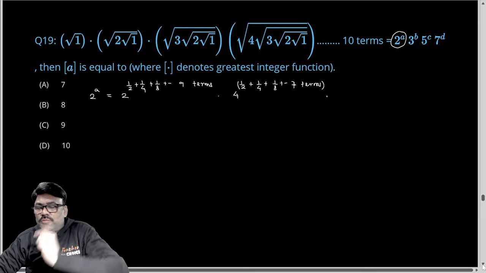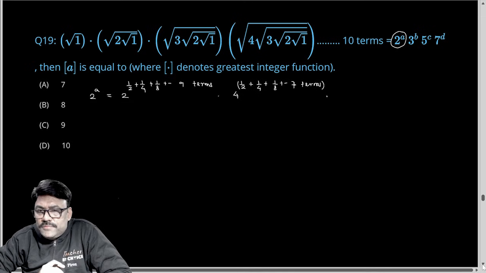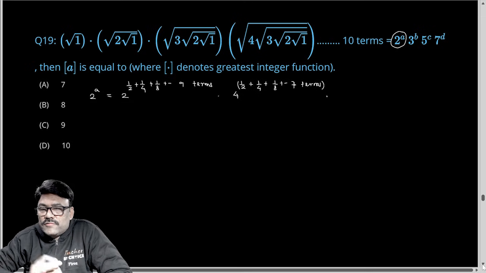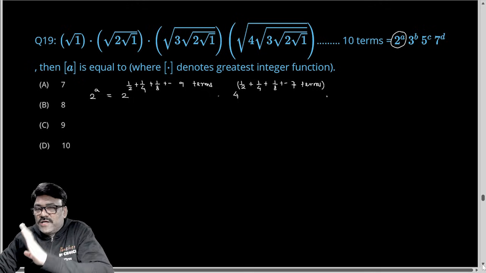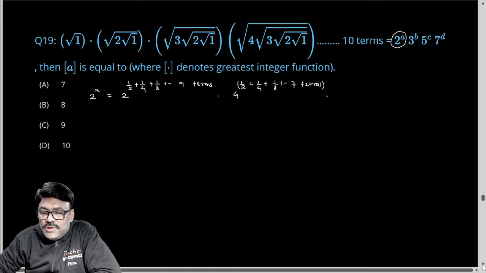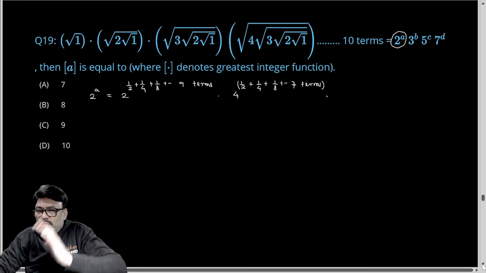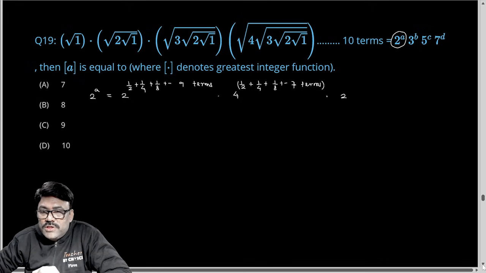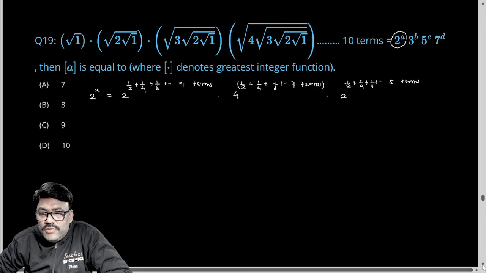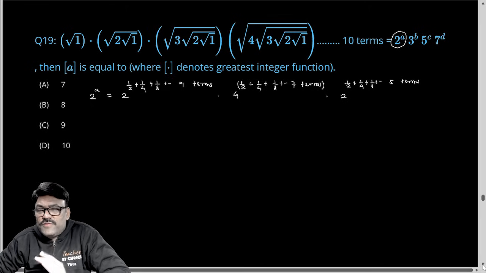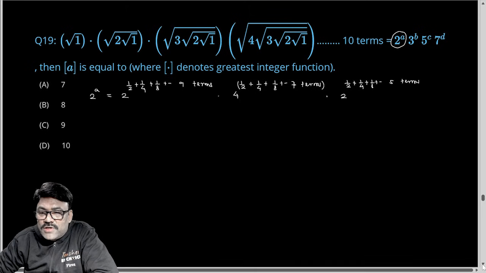Then you will get power of 2 in power of 6 also. Power of 6 you will get from the sixth bracket onwards. So power of 6 will give you power of 2 also. So 2 raised to first you will get 1 by 2, then 1 by 4, plus 1 by 8, up to 5 terms. Why 5 terms? Because you are writing power of 6, and that will start from the sixth bracket. So means 5 terms.